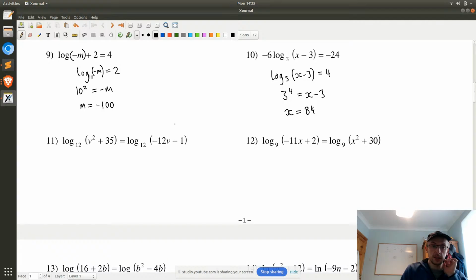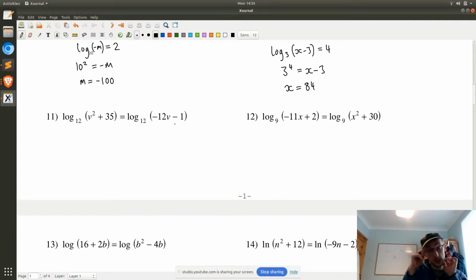Now we have log base 12 on both sides. So do 12 to the power of both sides. So v squared at 35 equals negative 12v, take 1. So turn it into a quadratic, move everything to one side to set it equal to 0. So v squared at 12v at 36 is equal to 0. And what pair of numbers multiply to give 36 and add together to give 12?